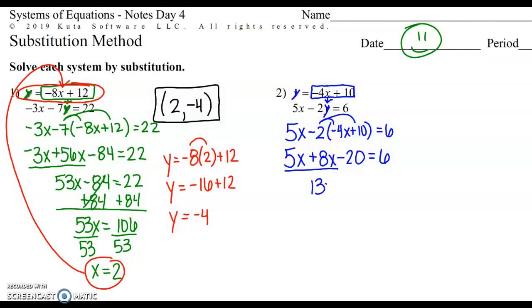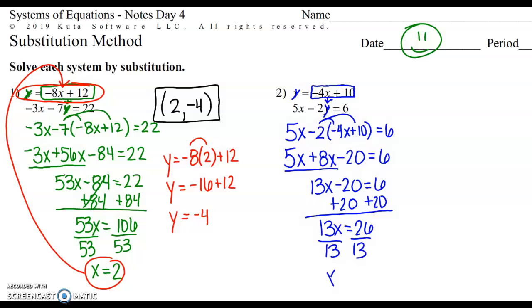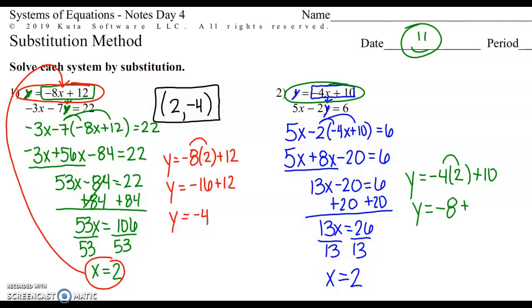5x plus 8x is 13x, still minus 20, equal to 6. To get rid of a minus 20, we add 20. So now we're at 13x equals 26, and 26 divided by 13 is 2. So now that I know x is 2, I can go back to that original equation and find y. So y equals negative 4 times, we now know x is 2, plus 10. Negative 4 times 2 is negative 8, plus 10, gives us that y is 2. So then my ordered pair answer, x comma y, would be 2, 2.